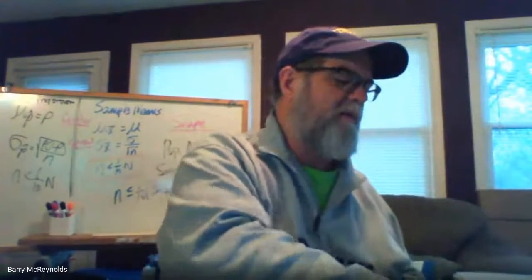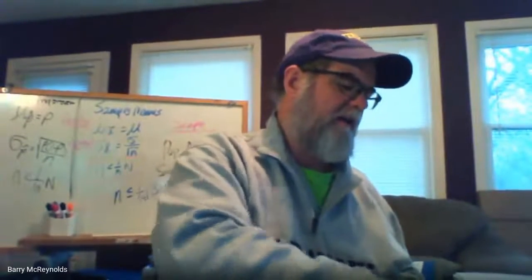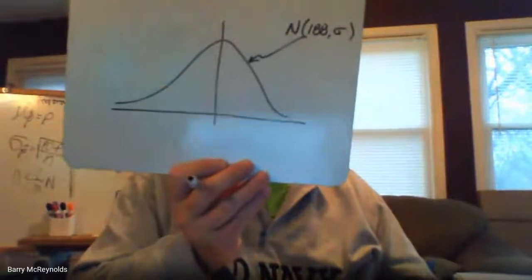That is a probability problem that involves finding the area between two values, and we've done these problems before with finding the probability of a single value. So here's my normal distribution of mean 188 and whatever the standard deviation is. So this is my sampling distribution.